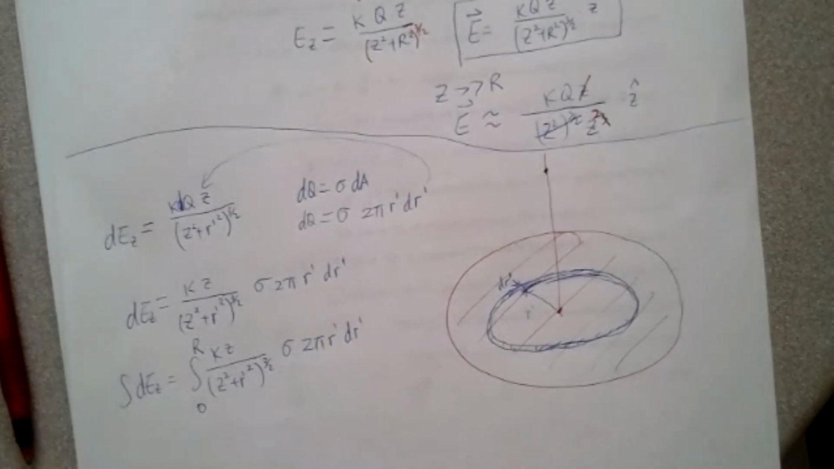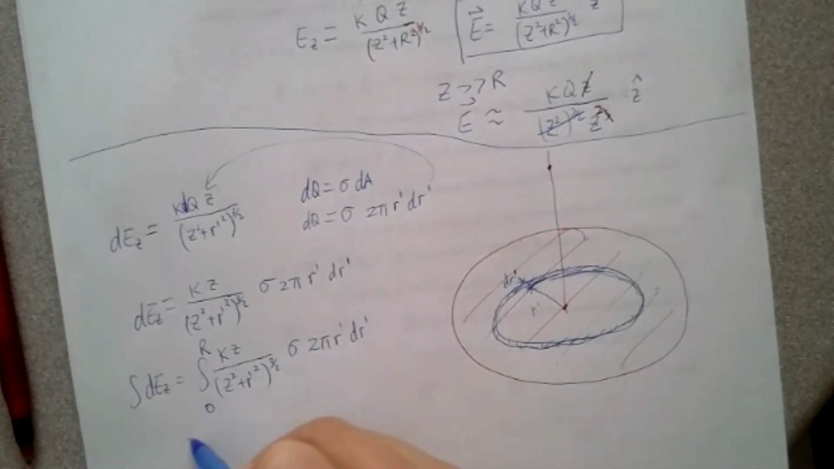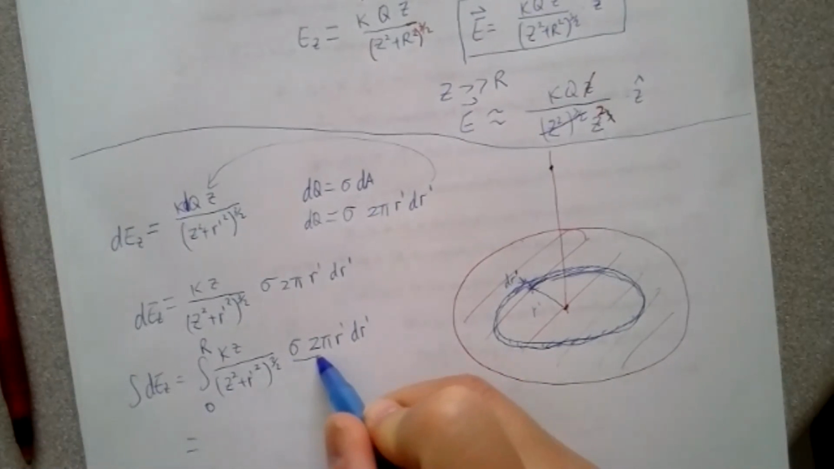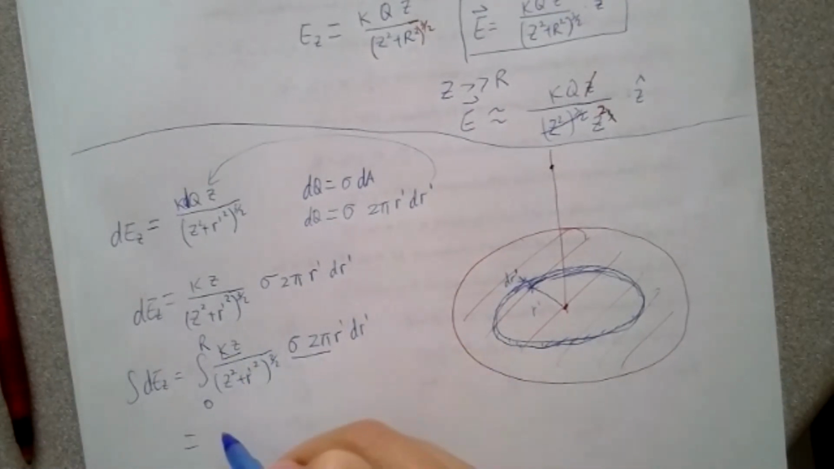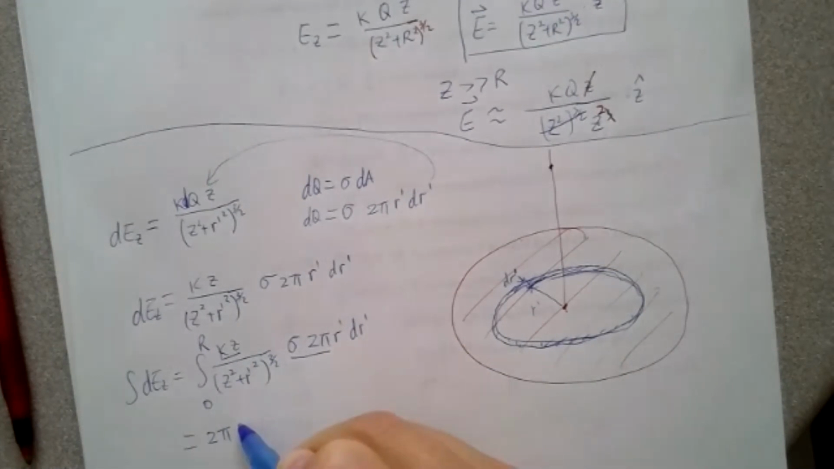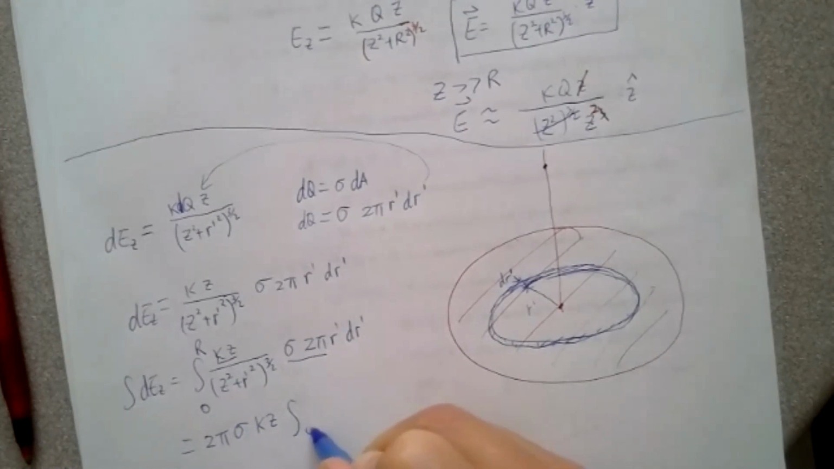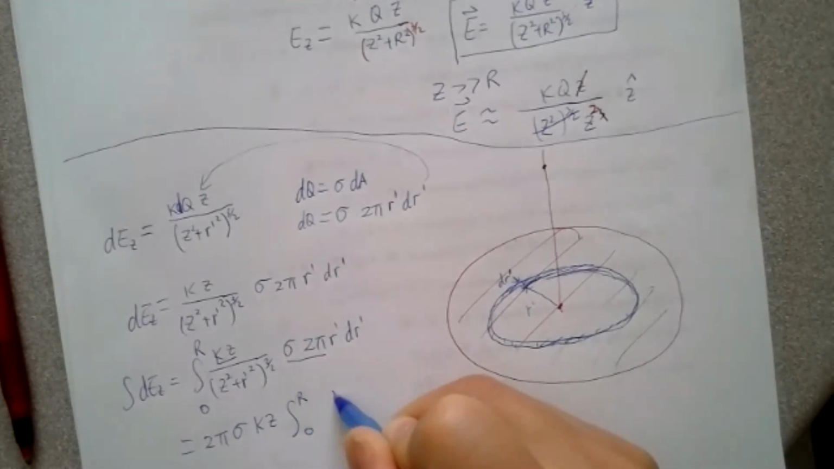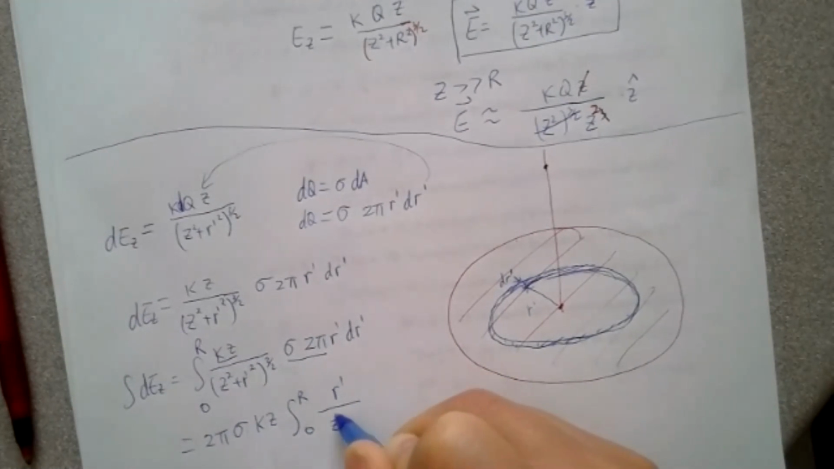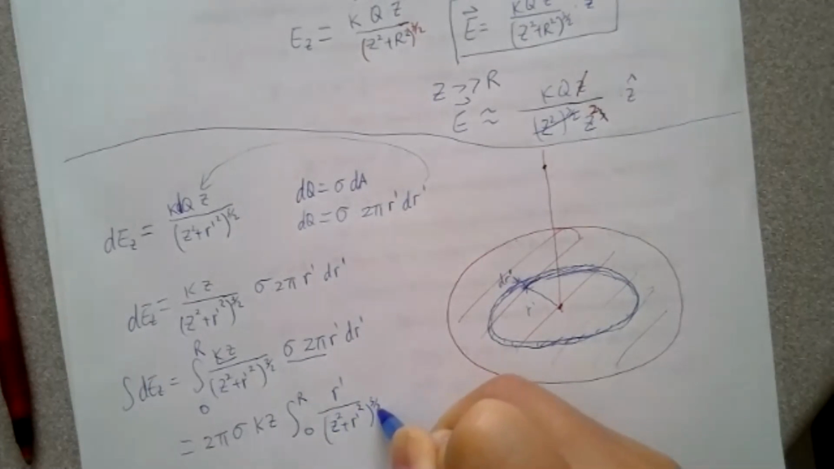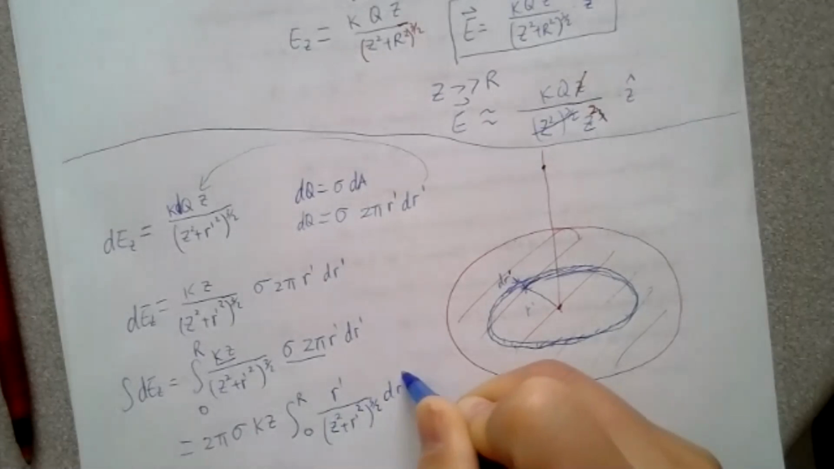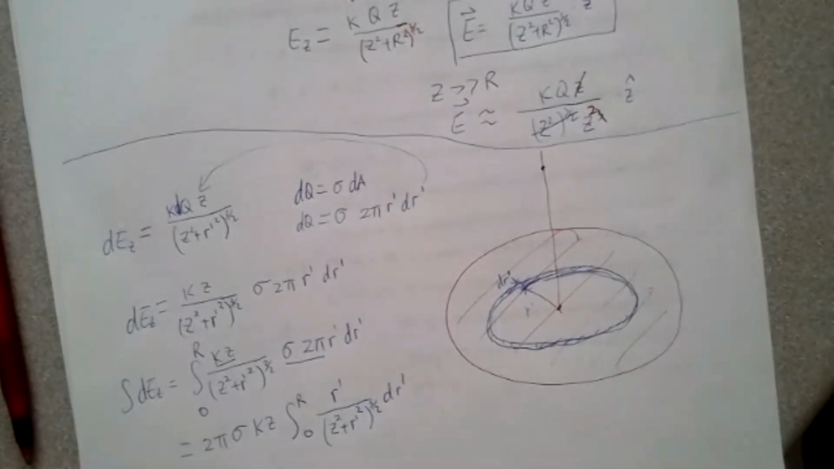So let's put the constant terms in front: sigma times 2 pi and then kz. So we can do 2 pi sigma kz, integration from 0 to R, of r prime over z squared plus r prime squared to the 3/2, dr prime.